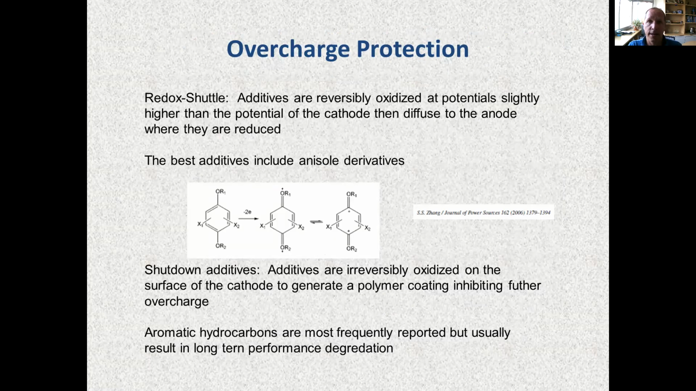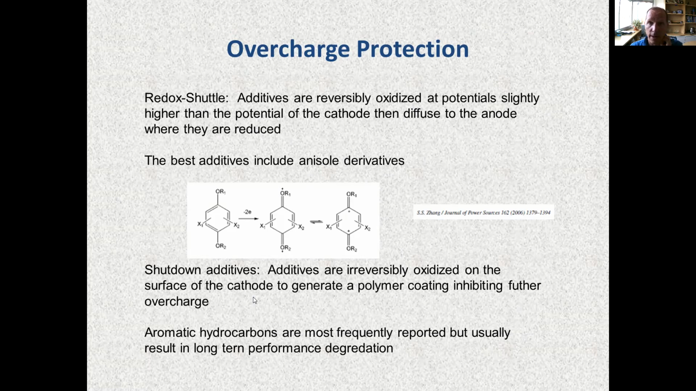Other electrolyte additives of interest include overcharge protection. These are typically redox shuttle species, which are reversibly oxidized at potentials slightly higher than the potential of the cathode. Then they diffuse over to the anode, where they are subsequently reduced, and they basically go back and forth between the cathode and anode, and this can inhibit the overcharge of the cells.